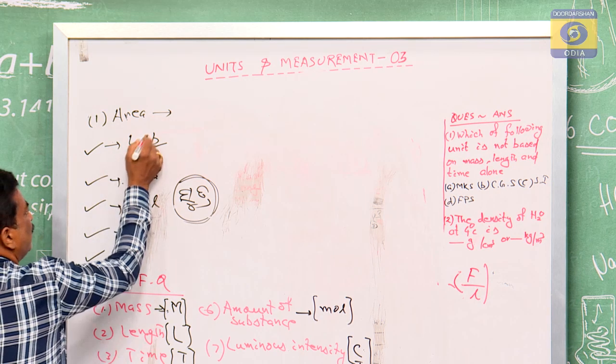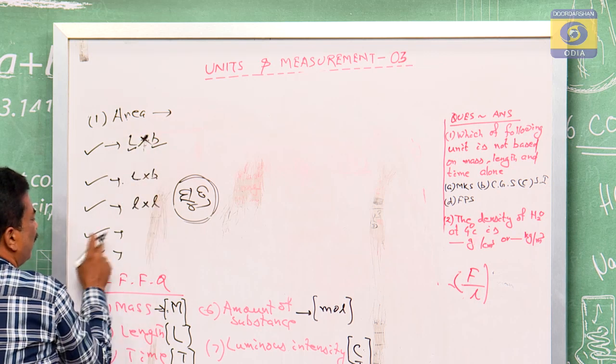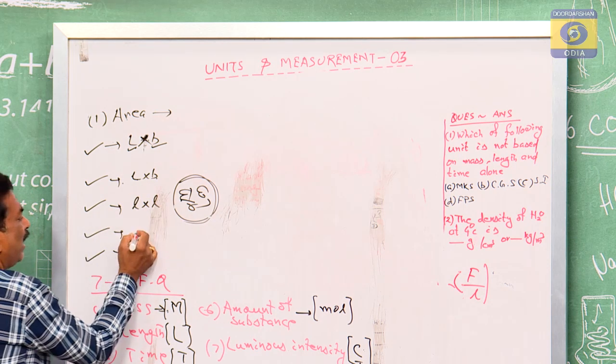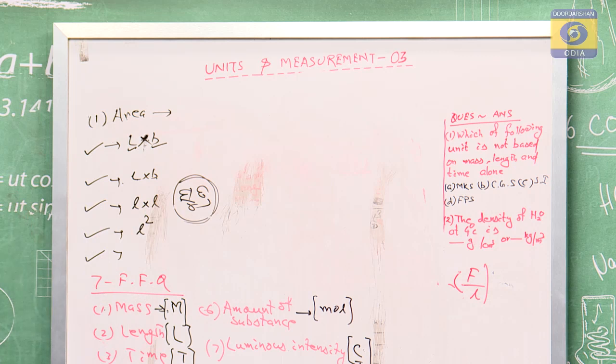So, this was the way. L into L. The fourth step was what? The fourth step is the simplification. L into L means this is L square. And what was the fifth step? According to the unit, the fifth step I have written, put the appropriate units.